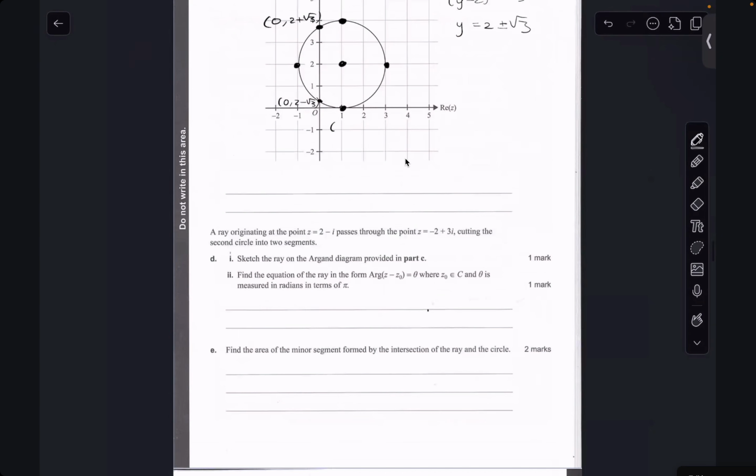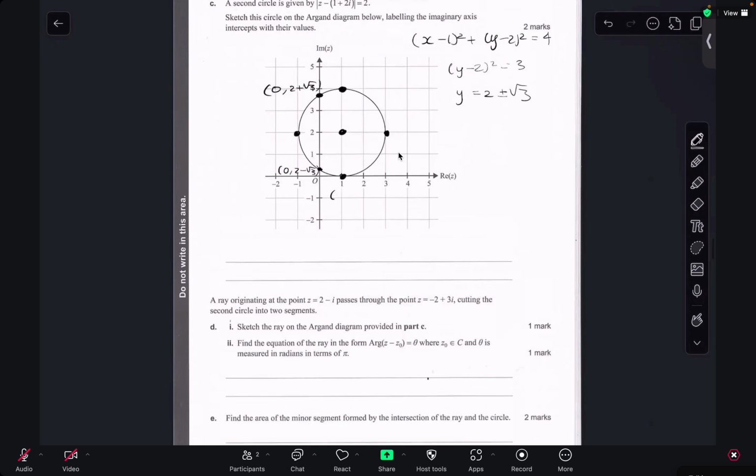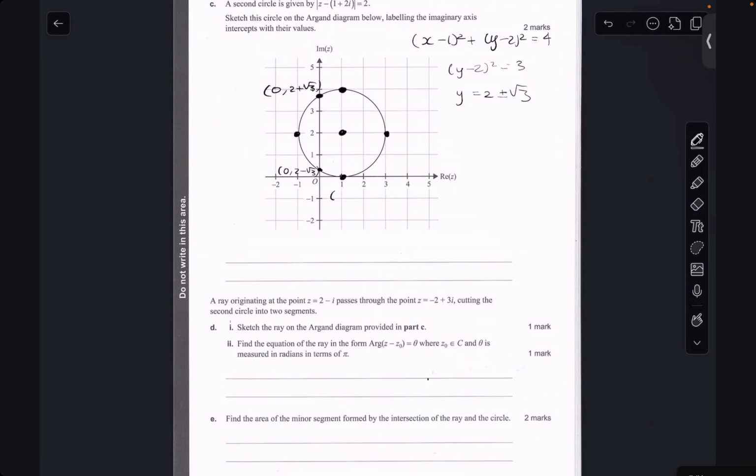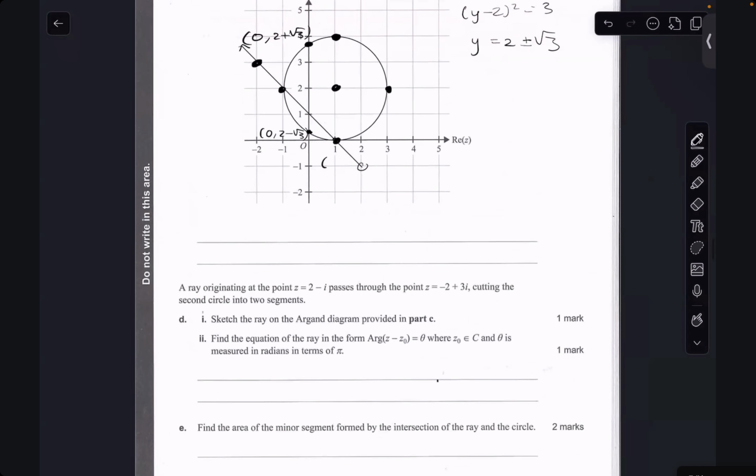A ray originating at the point 2, negative i. So 2, negative i, that's over here. Passes through the point negative 2 plus 3i, cutting the second circle. Sketch that ray. Okay. Done that. Find the equation of this ray.